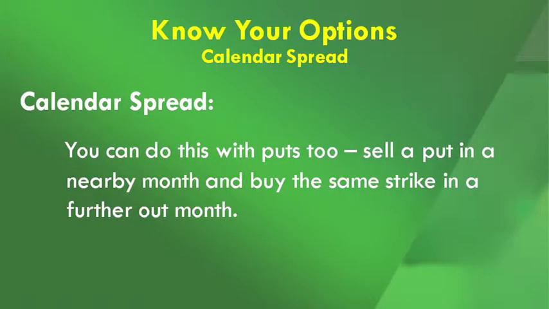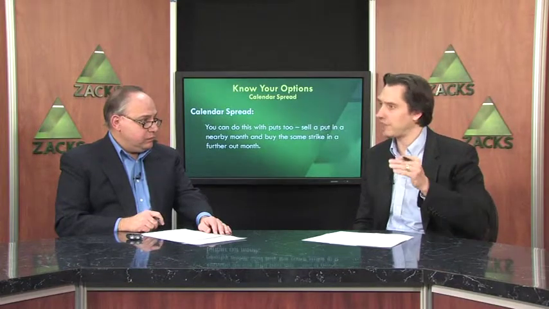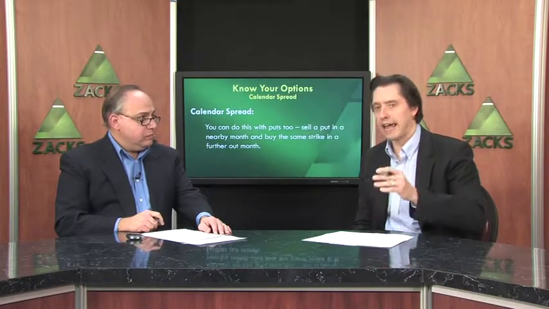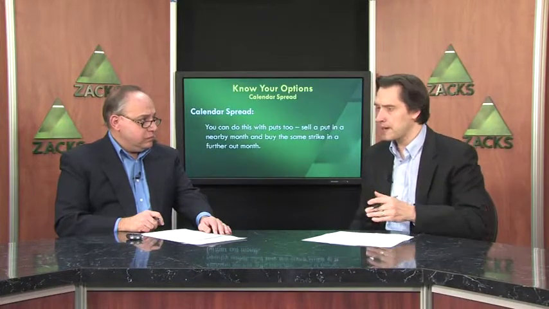Now you can do this with puts as well. You can sell a put in a nearby month and buy the same strike in a further out month. But for this example, we're going to be talking about using call options. And as you might expect, if you are doing it with calls, you have a neutral to bullish bias. If you are doing it with puts, you have a neutral to bearish bias. Now, you can also sell this strategy short if you wanted to, but again, for this piece, we're going to be focusing on calls, and we're going to be focusing on the long end of this strategy.